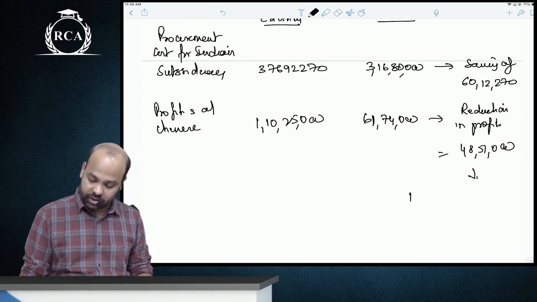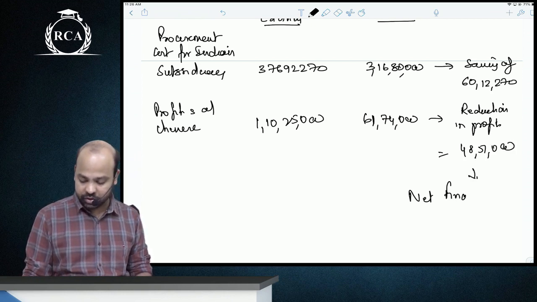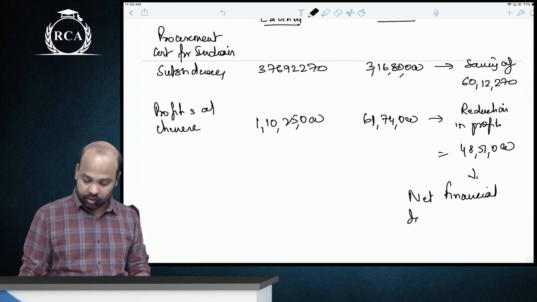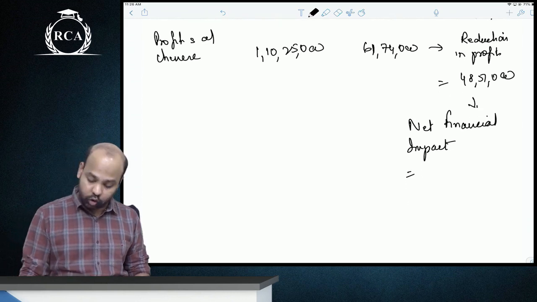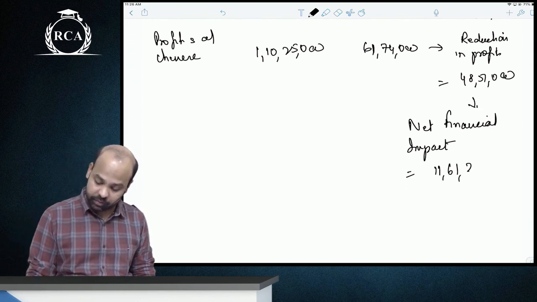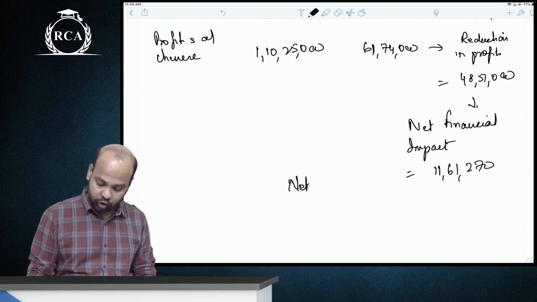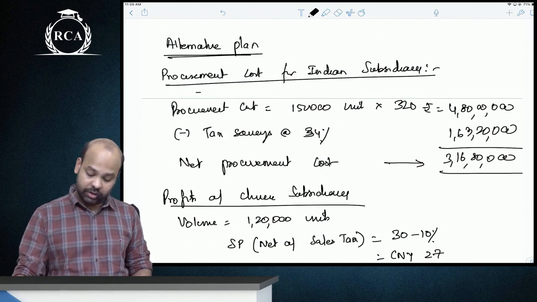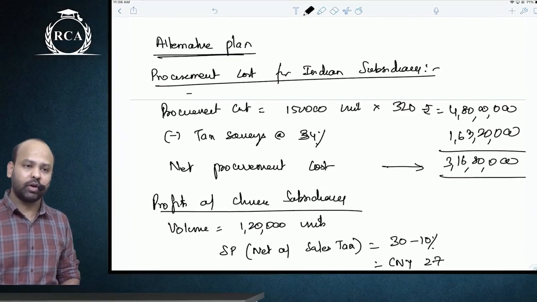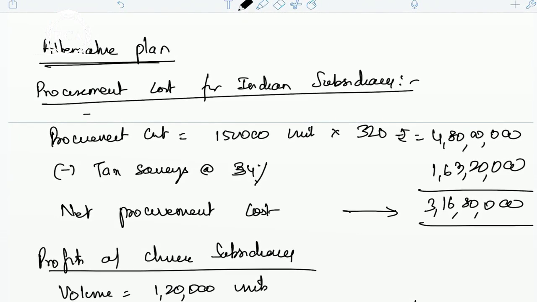The net financial impact. Whatever we just did, guys, what is the net financial impact to the entire group as such, guys? Net saving. So should you go ahead with the plan? Yes, sir, you should go ahead with the alternate plan. I hope you're all clear about this, guys. Now check this. I hope you're all done with procurement cost at least, guys, for the Indian subsidiary under the alternative plan. I'm assuming you're all done with the procurement plan.